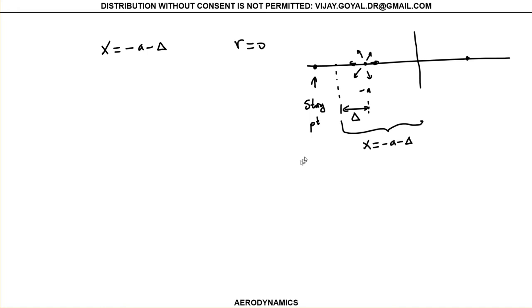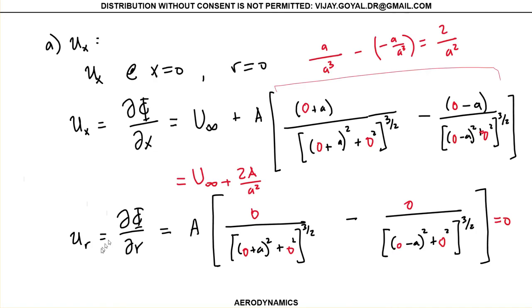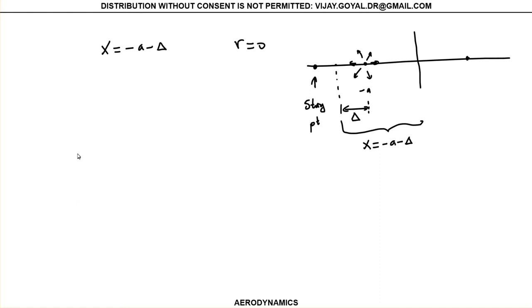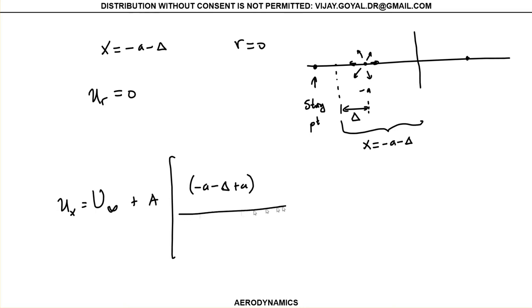Okay, so if I did that and I replaced all these values inside here, you can see that my u_r will still be 0 because these are all zeros. So immediately u_r is equal to 0. But my u of x, let's replace and see what happens. So I have u infinite, a, then I have minus a minus delta plus a, minus a minus delta plus a, all this is squared plus r squared to the 3/2.